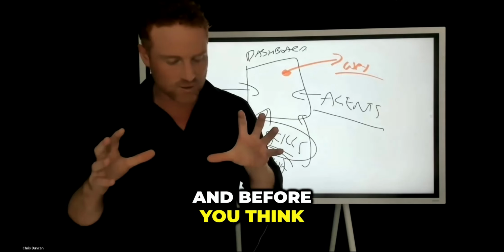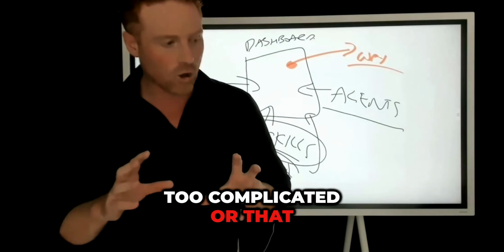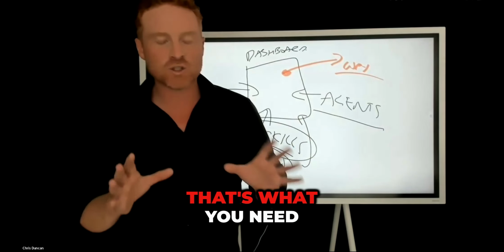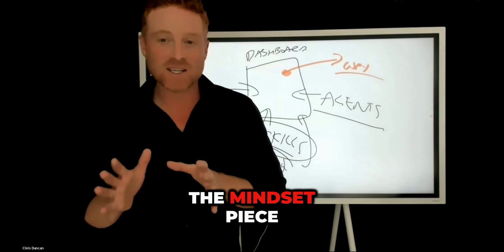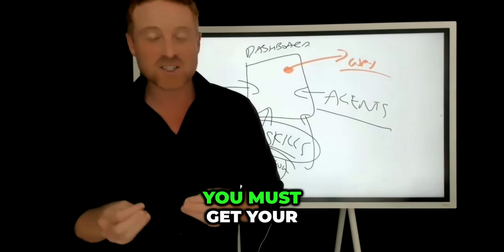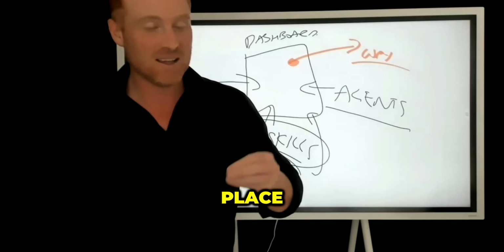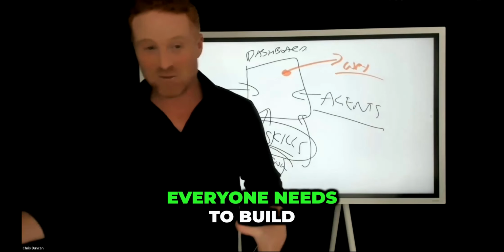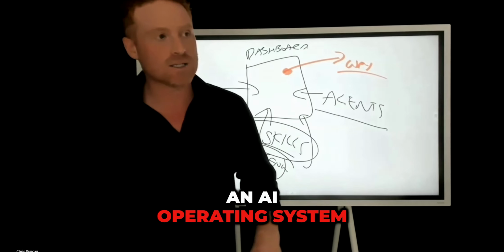And before you think that this is too complicated or that it's not for you, that's what you need to get over. And it's why the mindset piece is so important. You must get your mind in the right place. There is no going back. Everyone needs to build an AI operating system.